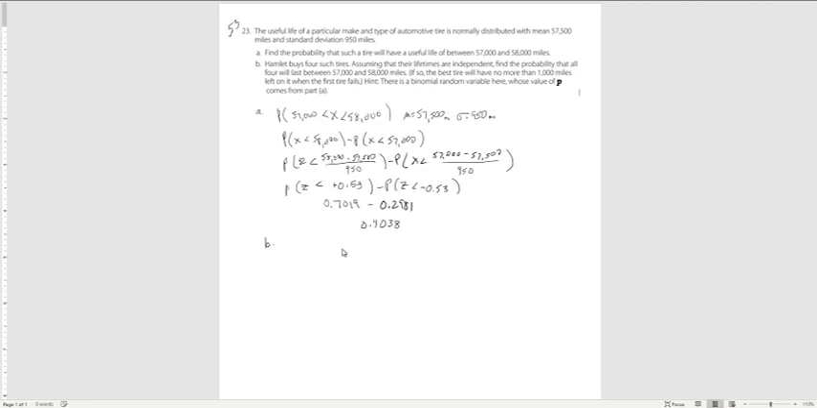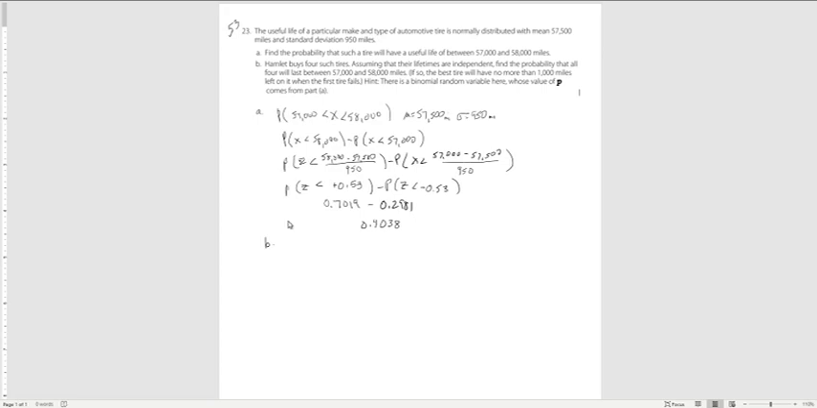Okay, B. This is where I think I'm going to get something suspicious here. So Hamlet buys 4 such tires, assuming that their lifetimes are independent. Okay, each of these 4 realizations of the variable are going to be independent. Find the probability that all 4 will last between 57,000 and 58,000. If so, the best tire will have no more than 1,000 miles left on it when the first tire fails.